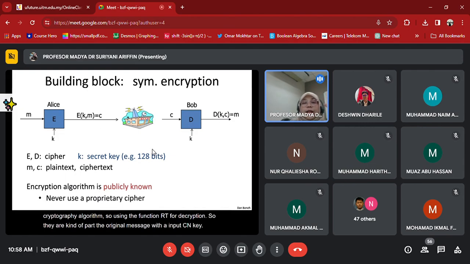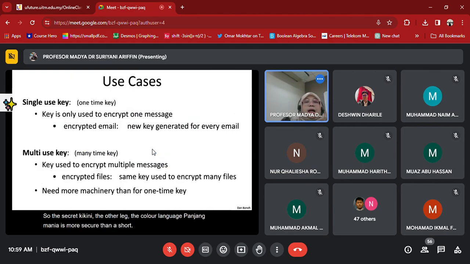So most cryptography algorithms have two base functions: one for the encryption, another one for the decryption. Okay, so the encryption algorithm is publicly known. Everyone knows the algorithm and the functions, but the key is the very important thing. The secret key has a length; if the length is longer, it is more secure than a short key. Cryptography algorithms sometimes use a single-use key, where the key is only used to encrypt one message. Another uses a multiple-use key, which we call an asymmetric key.